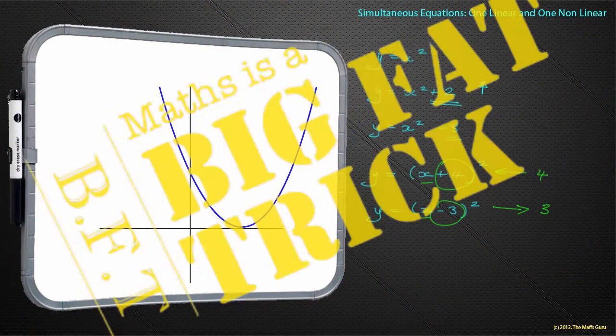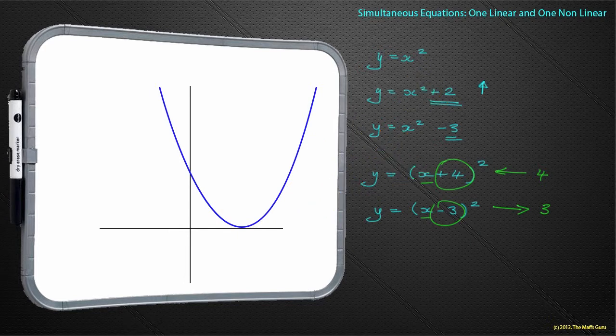Because maths is this massive trick, they will try and trick us because we can write quadratic equations in lots of different ways. The general form of a quadratic equation, hopefully you know this, is y equals ax squared plus bx plus c, so it has an x squared term, an x term, and a constant. The a, b, and c are just different values.